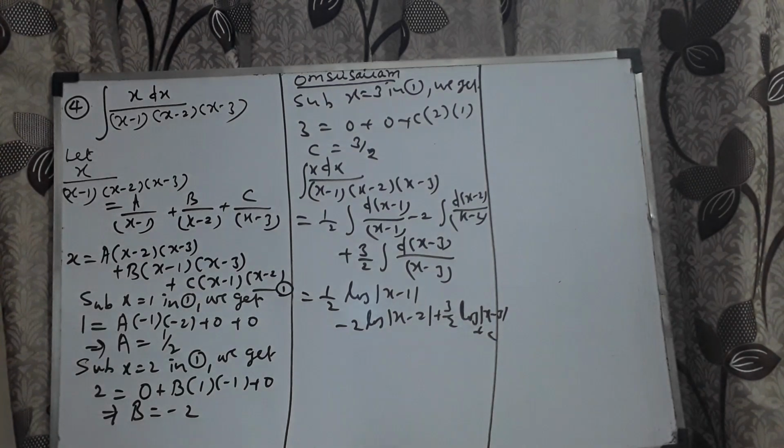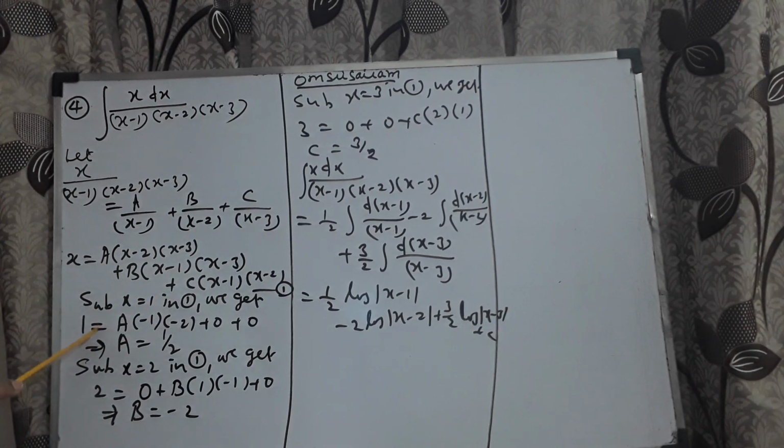Let me just explain the whole lot. The question is integral x dx by (x minus 1)(x minus 2)(x minus 3). I will just write it down as x divided by the whole lot is a by (x minus 1) plus b by (x minus 2) plus c by (x minus 3). After taking LCM and cancelling out the denominator, the numerator x is equal to a into (x minus 2)(x minus 3) plus b into (x minus 1)(x minus 3) plus c into (x minus 1)(x minus 2). Name it as equation 1.